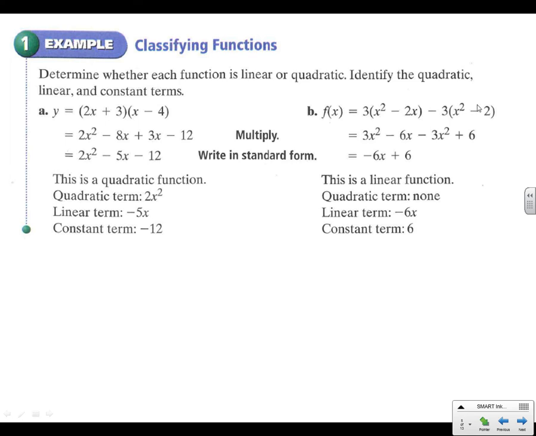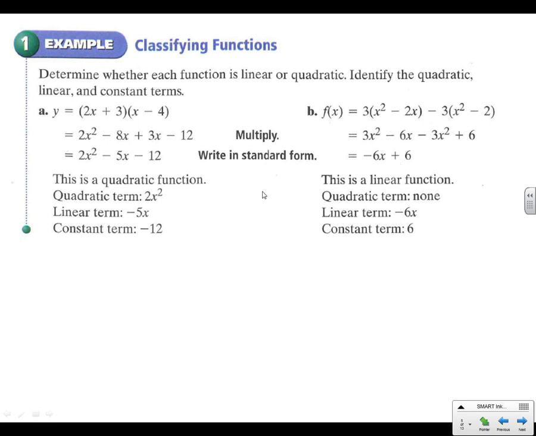Don't forget to distribute that negative. What happens to our 3x squareds? They cancel, and so we're left with -6x plus 6. This is linear because it's just x to the first here. So no quadratic term, but there is a linear term, -6x, keeping the negative. And our constant is 6.